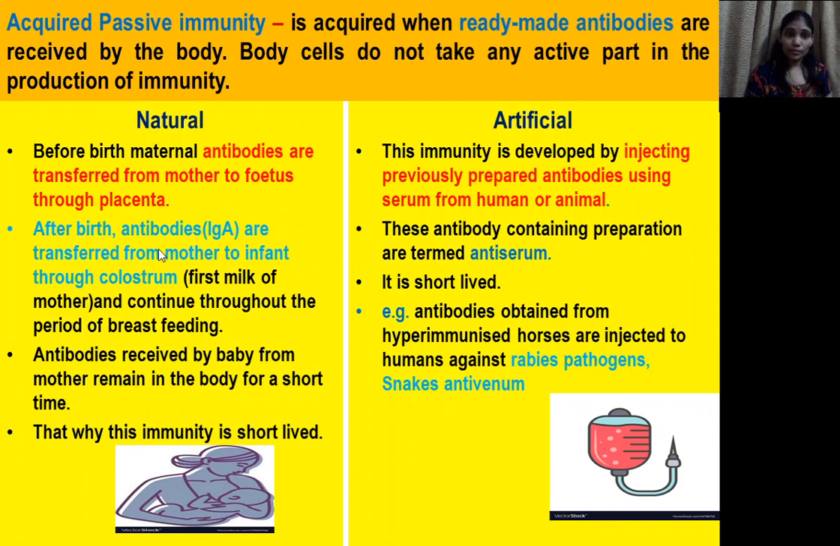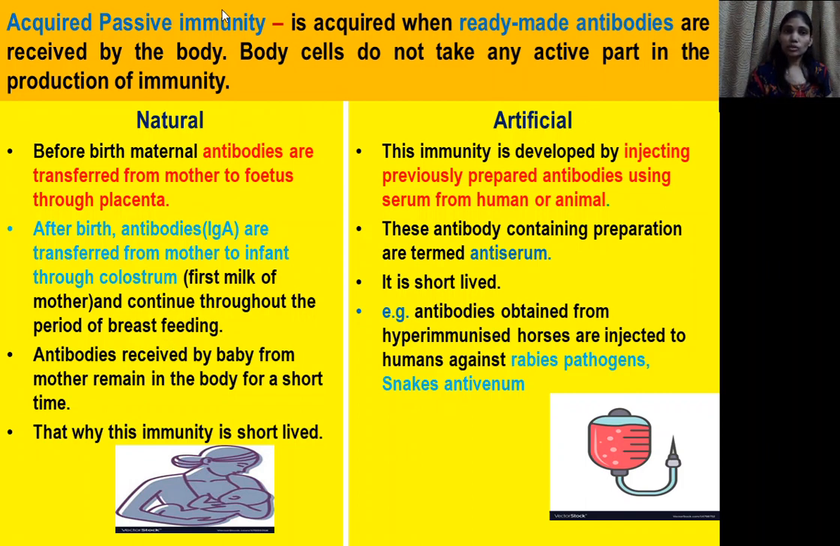After birth, the antibodies, that is immunoglobulin A, are transferred from mother to infant through the colostrum. Remember this word colostrum. Colostrum means the first milk of the mother, which contains a number of antibodies very important for the baby, and it continues throughout the period of breastfeeding. The antibodies received by the baby from the mother remain in the body for a short time. That's why this immunity is short-lived. So this is about natural passive immunity.